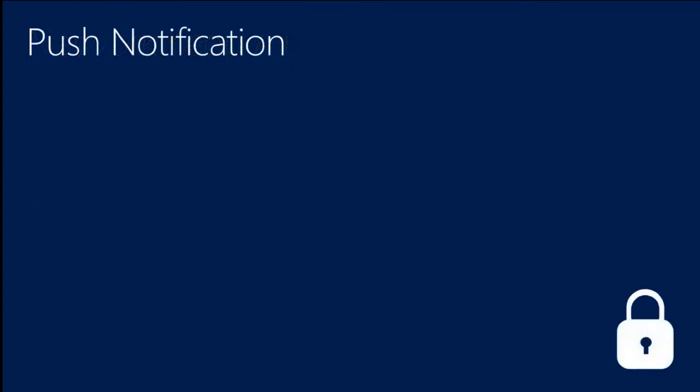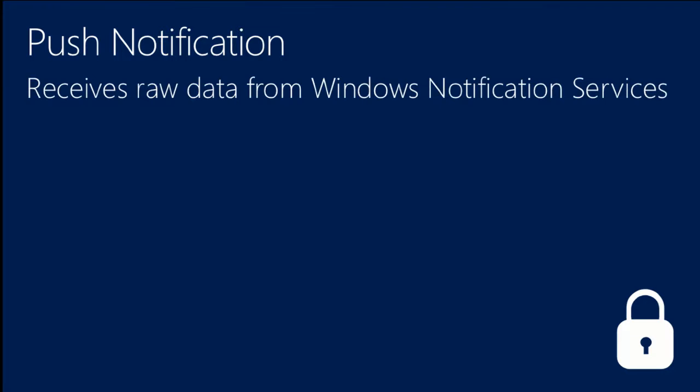The next one is push notifications. This is the actual Windows notifications, which uses Windows notification services. A push notification trigger will receive raw data from Windows notification services. If you're not familiar with Windows notification services, it's a great service from Microsoft where you can push data from the server to your apps. And there's 3 types of data that you can push. You can push tile notifications, update your live tiles. You can push toast notifications, and you can send raw data.